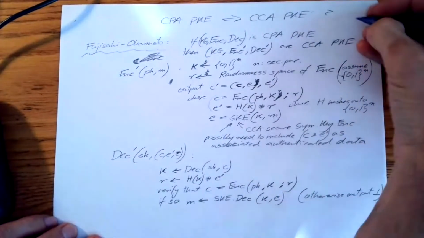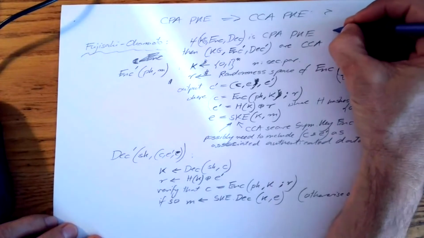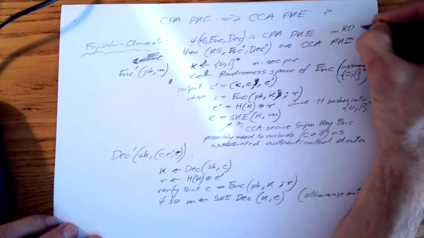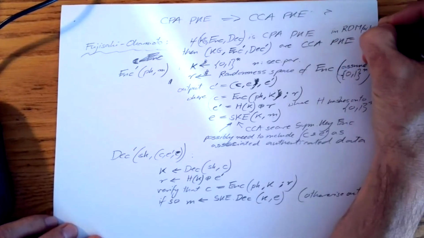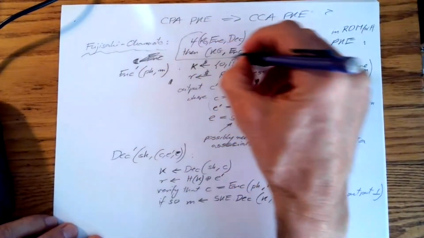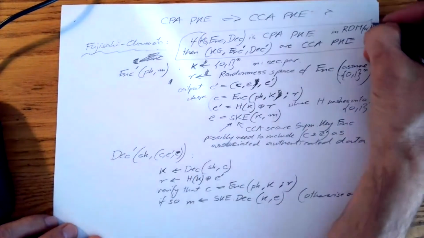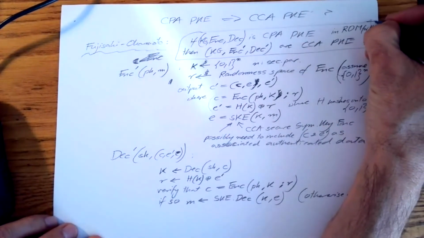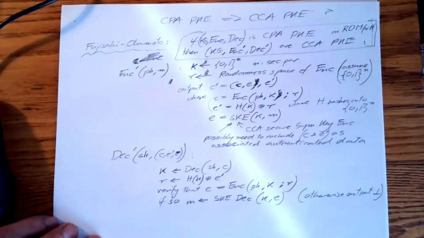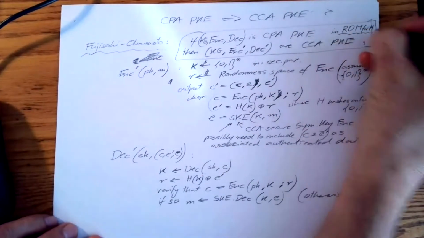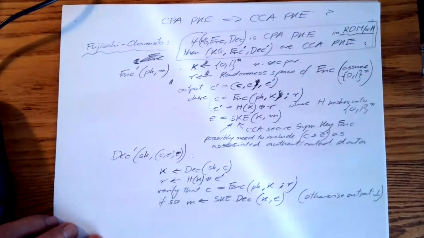This is CCA secure in the random oracle model for the hash function H, and assuming that this is a CCA secure symmetric key encryption. What is the intuition for why this should work?